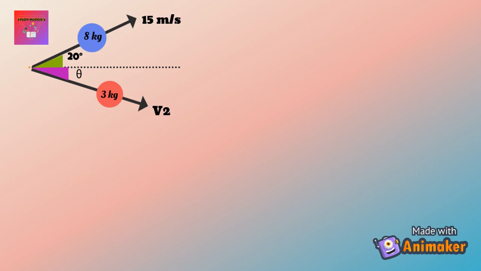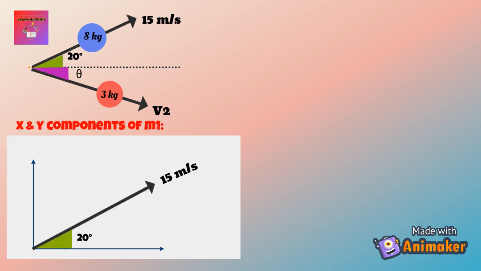Let's resolve the x and y components of object 1 first. Bear in mind, the axis that touches the angle will use cos, while the one that doesn't touch the angle will use sine. So in this case, when you resolve it, you should get 15 cos 20 as your x component and 15 sine 20 as your y component.